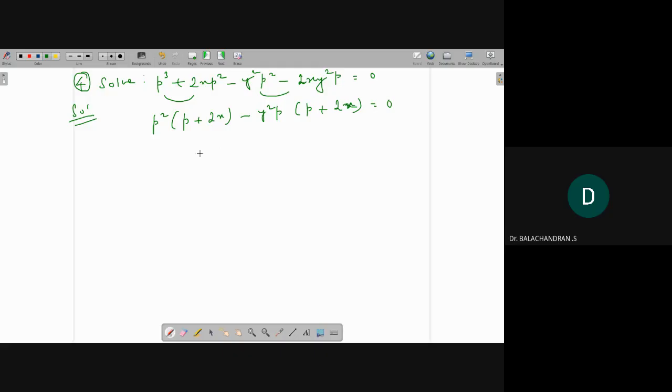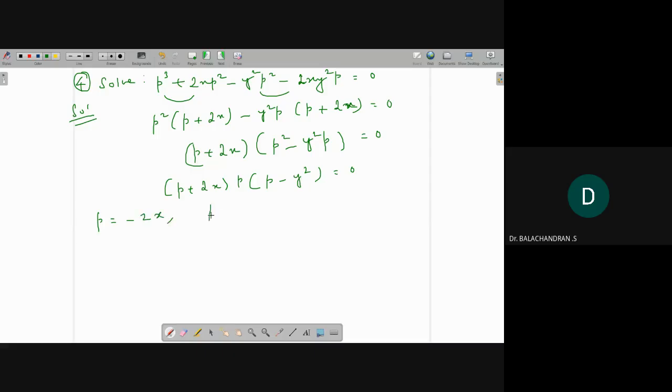So p plus 2x is common. Remaining we have p square minus y square into p equal to 0, or p plus 2x into p into p minus y square equal to 0. So p equal to minus 2x. This is the first case. And p equal to 0. Next, p equal to y square.